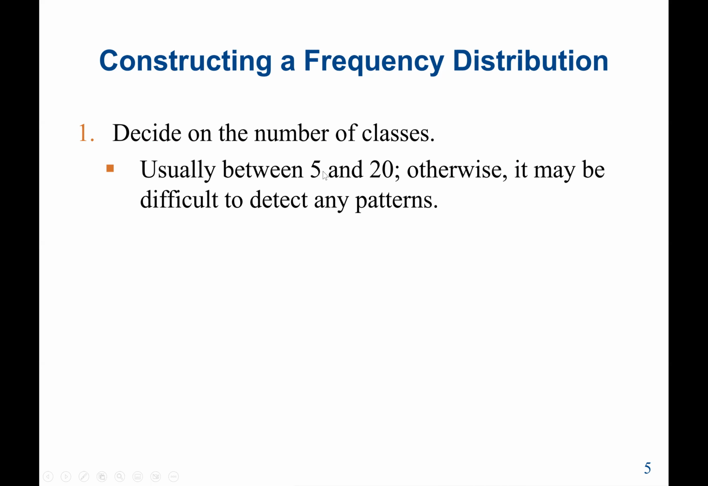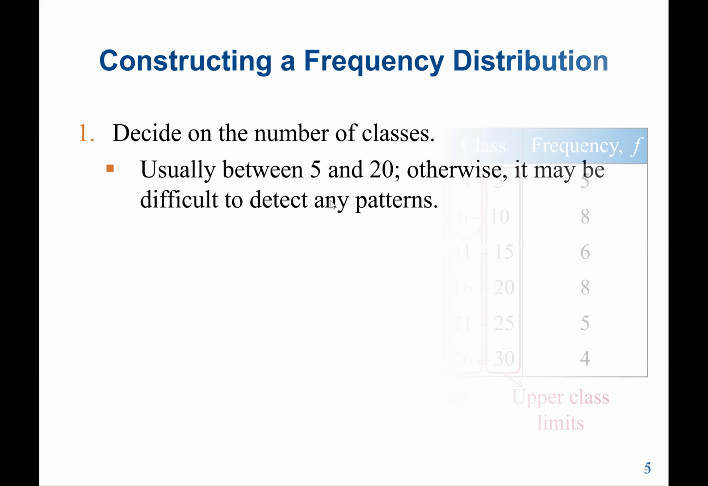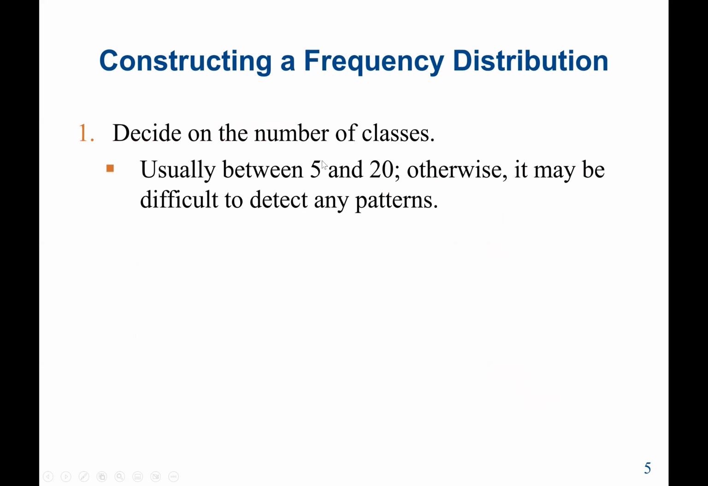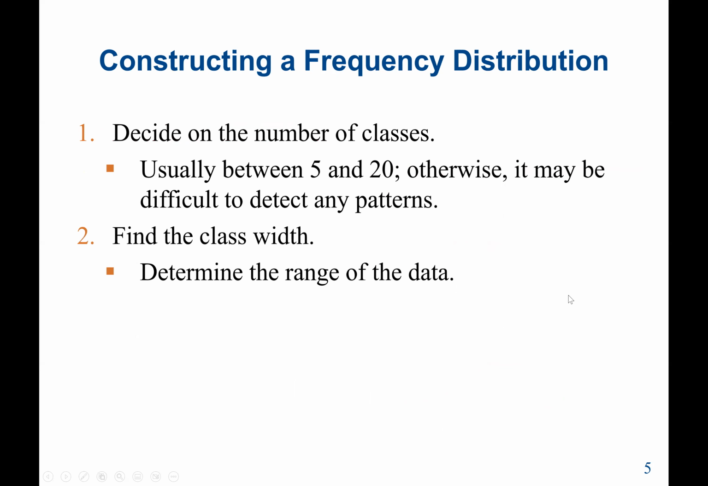Let's say we have only 2 classes, from 1 to 15 and 16 to 30. In this case, we are not going to see much pattern in the data because all of it is going to be in only 2 classes. So again, between 5 and 20 is fine. Otherwise, it may be difficult to detect any patterns in the data. The data cannot be spread out so that we can detect any pattern.